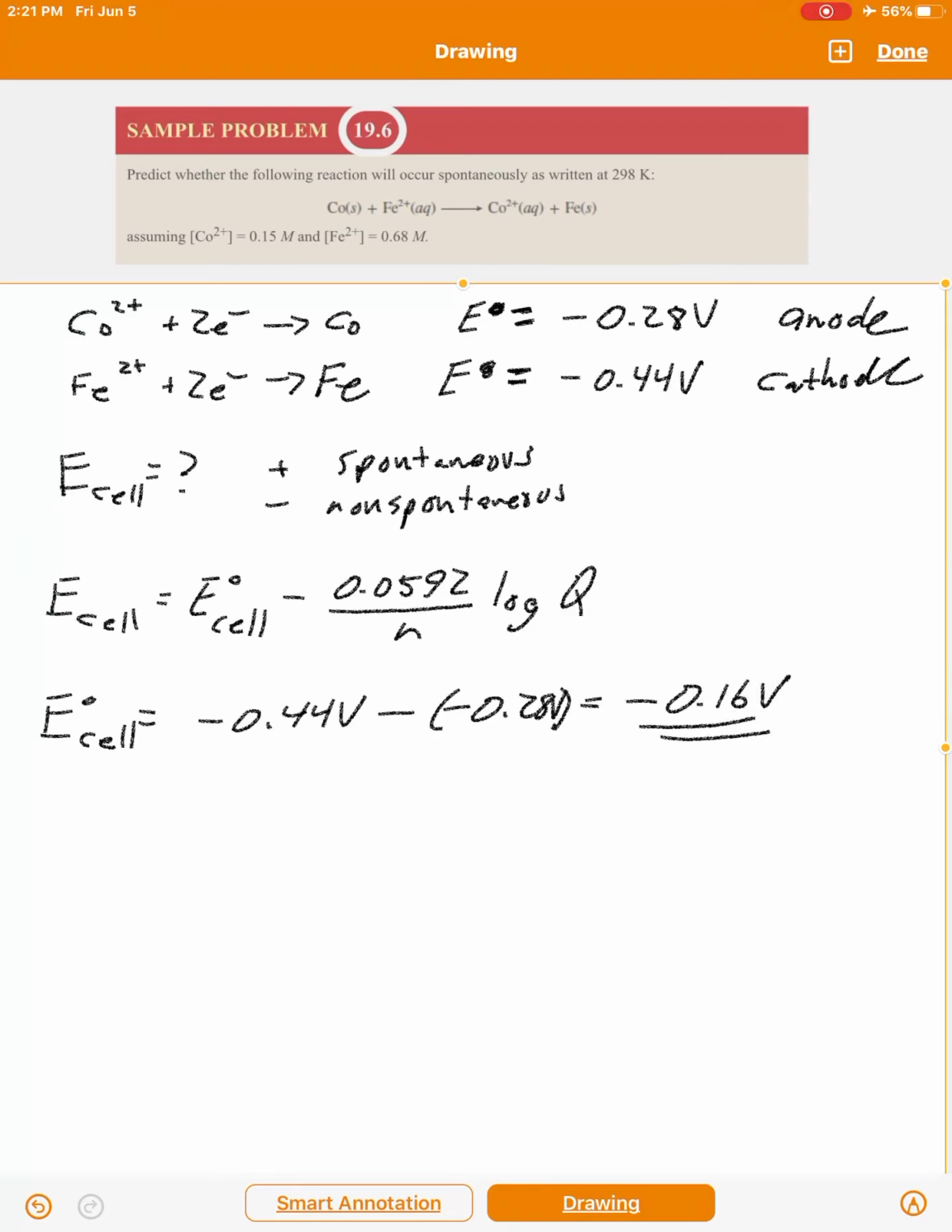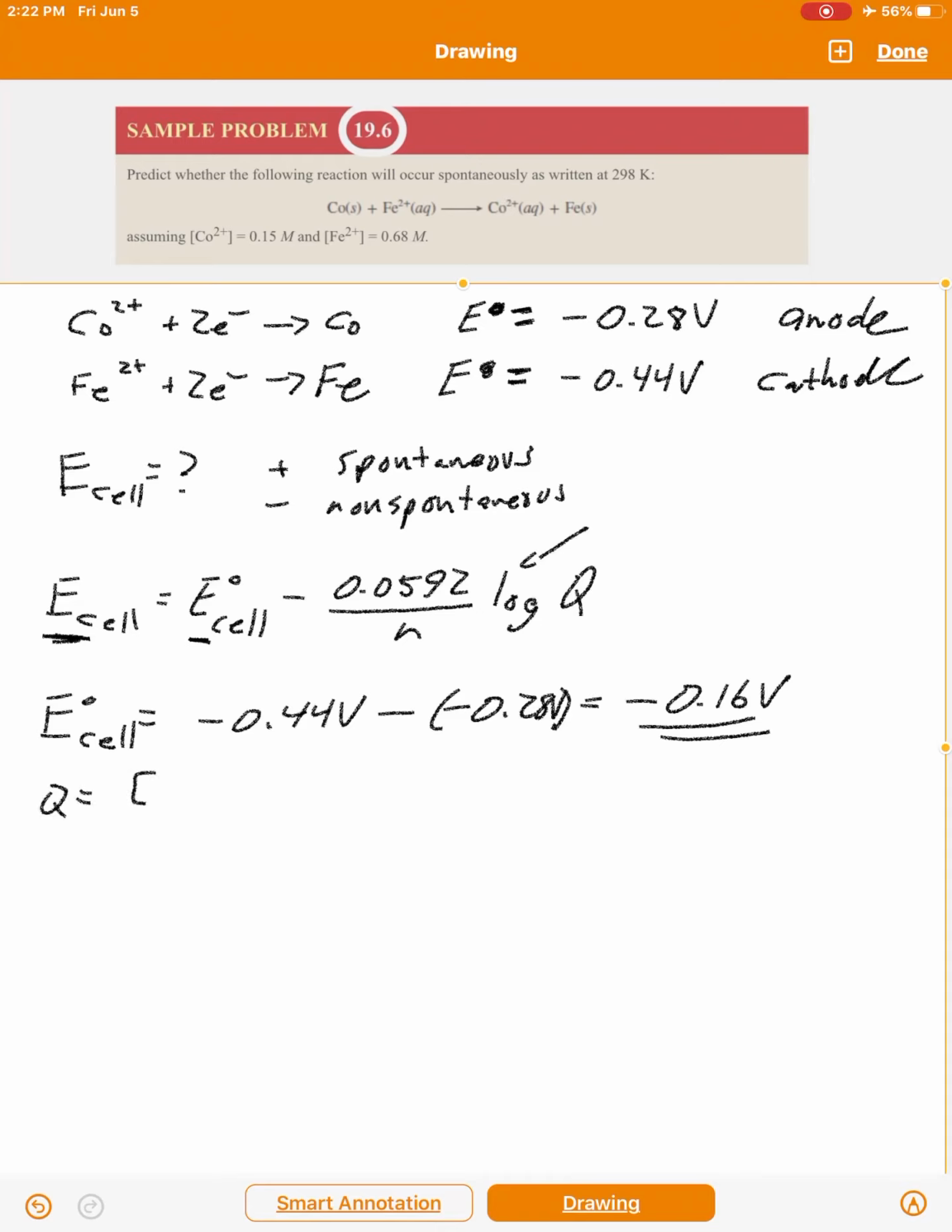So if everything were 1 molar, meaning the iron 2 was 1 molar and the cobalt 2 were 1 molar, standard conditions, this reaction would be non-spontaneous because you have a negative potential. But they varied the concentrations. The concentrations are not 1 molar. So what we really have to do is calculate this. This gives us a part of a clue, but we need to know the second part here. So let's figure out what Q is.